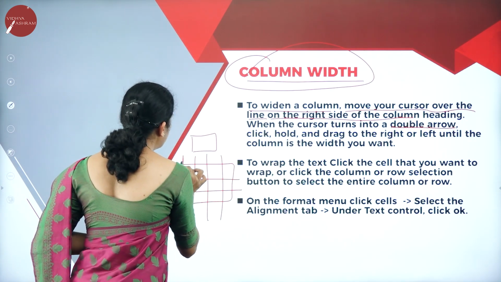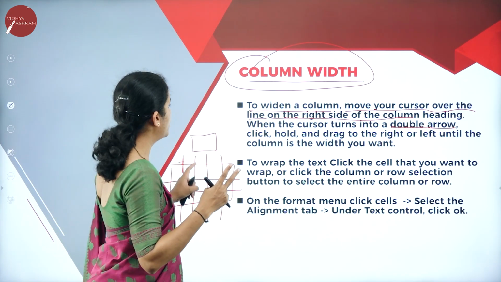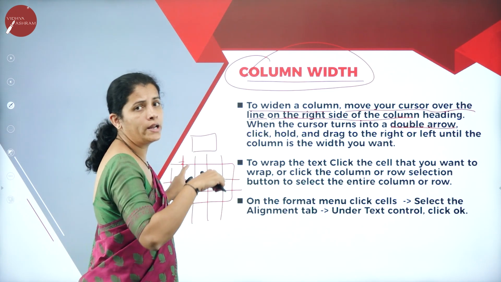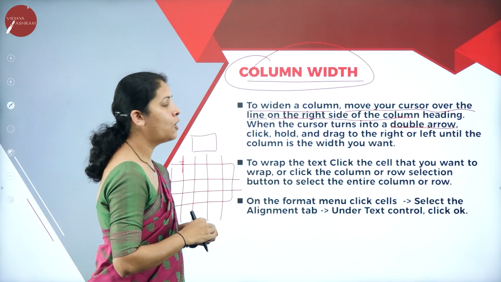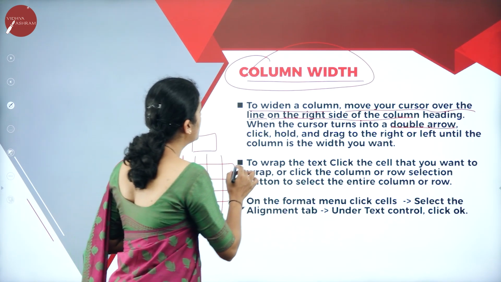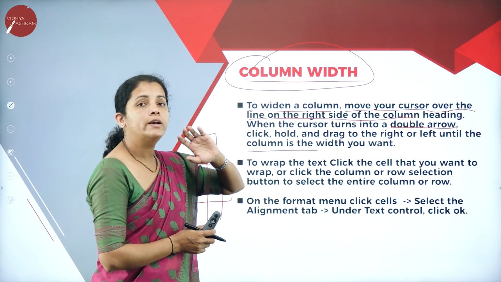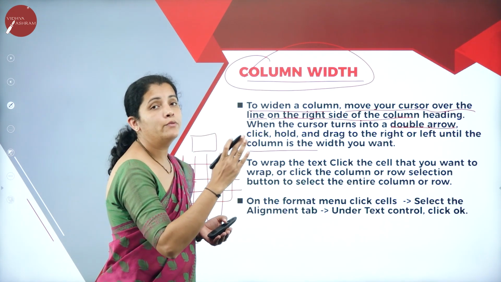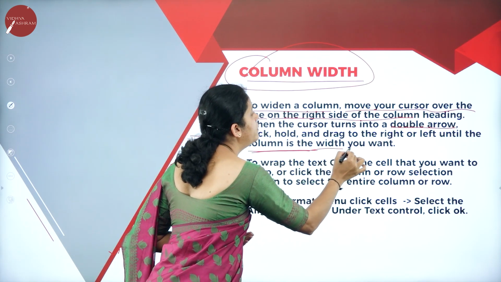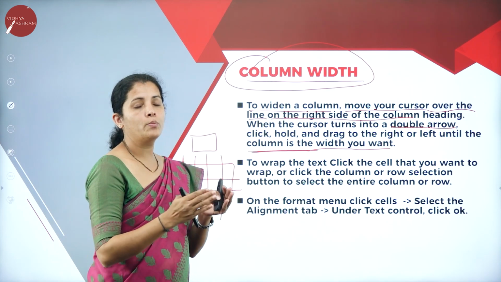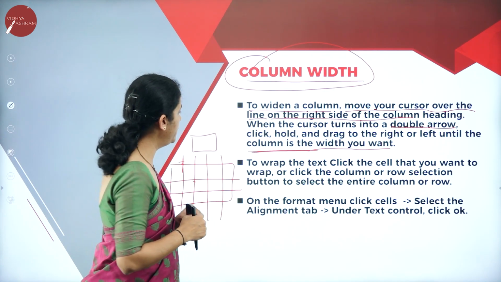That means when the cursor turns into a double arrow, what do I want to do? I want to click that line, hold, and drag that line towards the right or left until the column is the width you want. That means however much width you want, you can set by using column width.